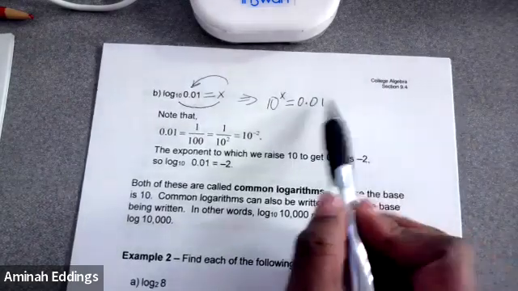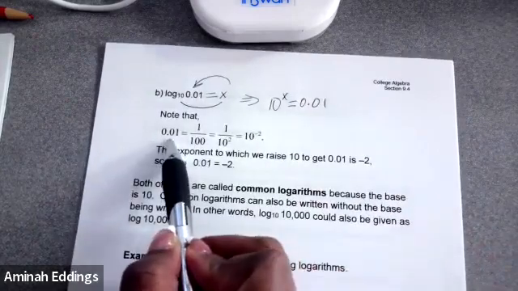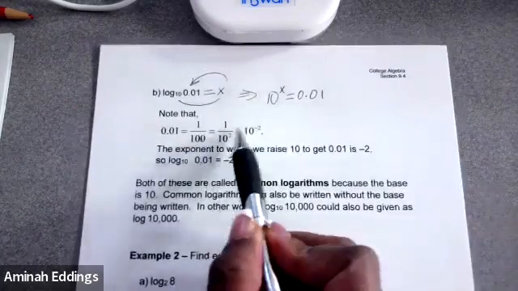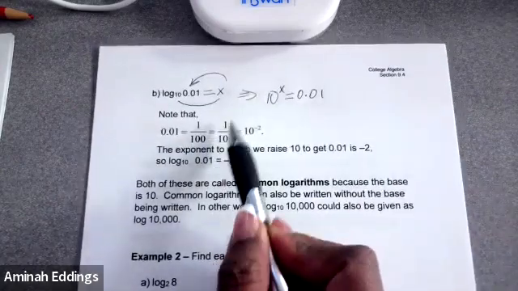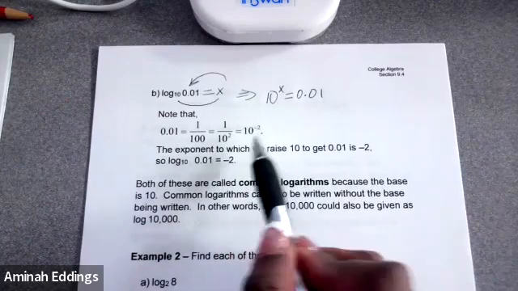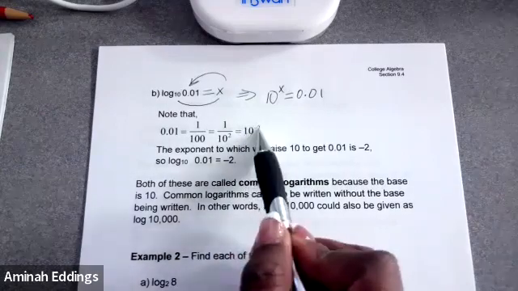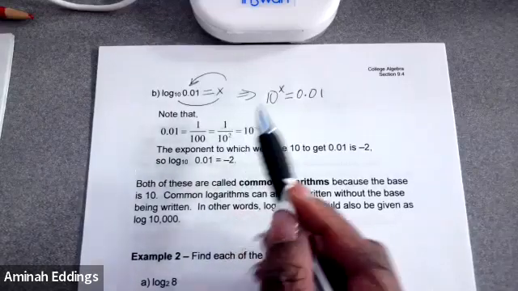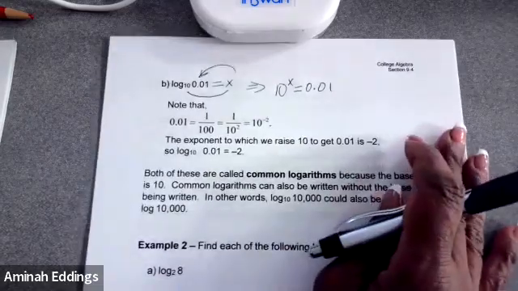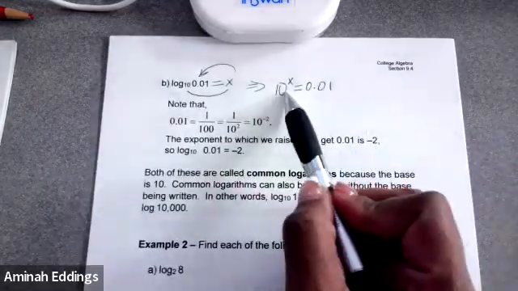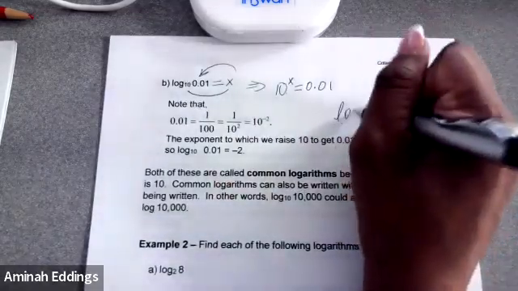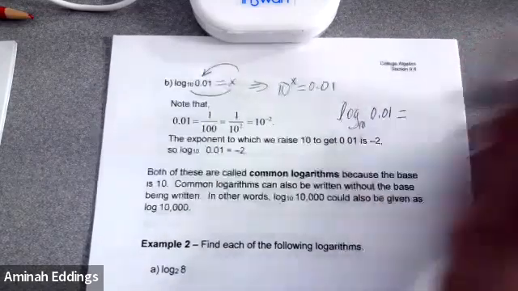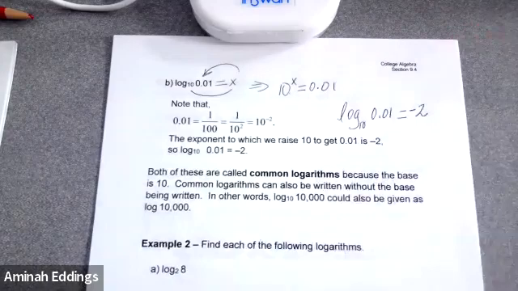Well, first of all, take note that 0.01 is the same as 1 over 100. 1 over 100 can be converted into 1 over 10 squared, which is 10 to the negative 2 power. Anytime you have an exponent on the bottom, if you want to move it to the top, that exponent can become negative. So therefore, log base 10 of 0.01 is equal to negative 2.